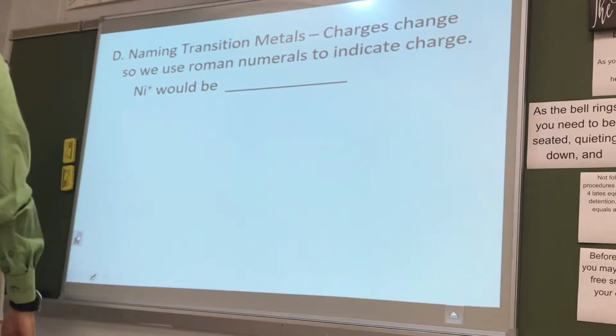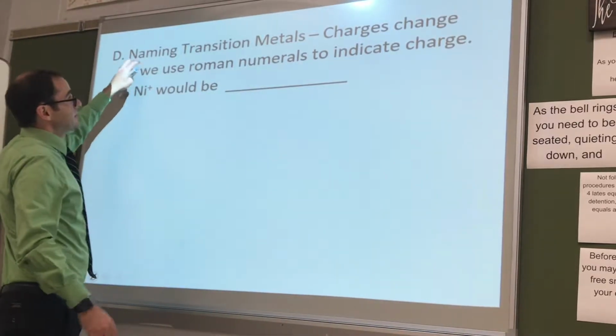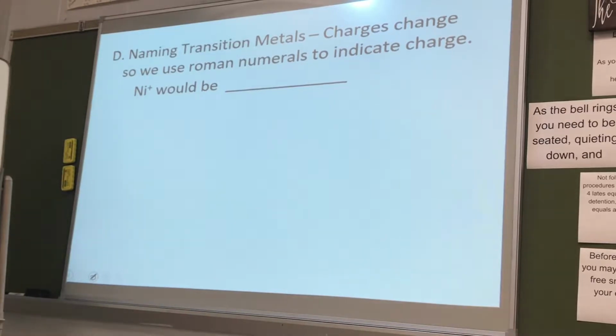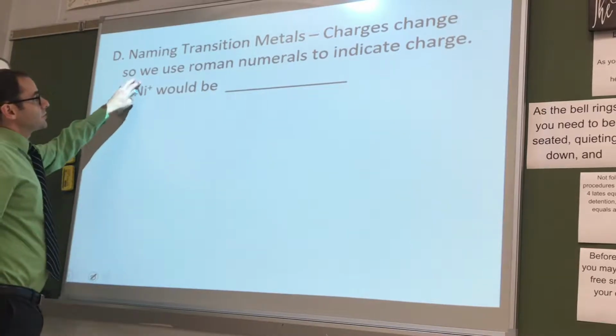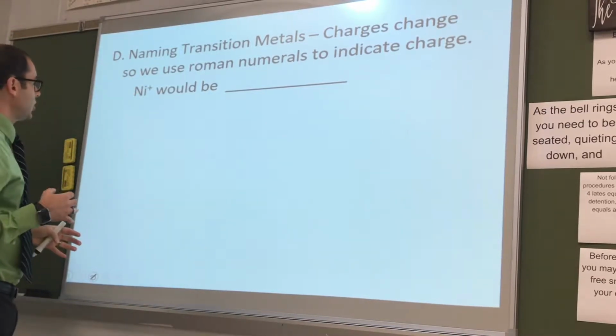All right, next thing we have are the transition metals. So this is naming transition metals. What's crazy about transition metals? The charges change, okay? So the charges can be a whole bunch of different things. Now the problem is they give you hints. They kind of hint at what they can be, so you can always figure out what the correct charge is. So we're going to use Roman numerals to indicate the charge.